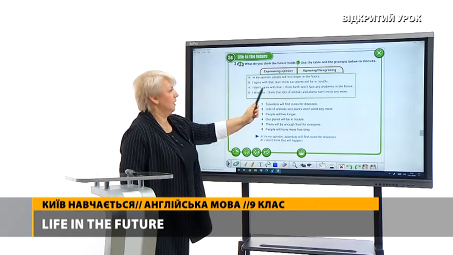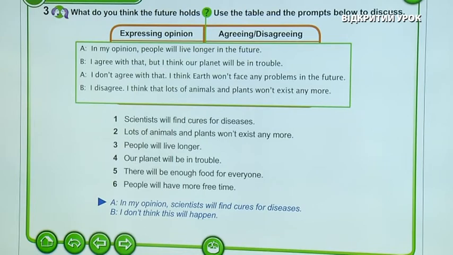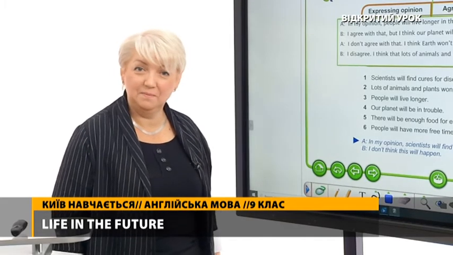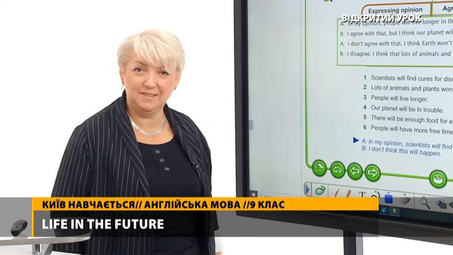But I think our planet will be in trouble. Disagreement. I don't agree with that. I think Earth won't face any problems in the future. Again, disagreement. I disagree. I think that lots of animals and plants won't exist anymore. What is your opinion? Please write it down.